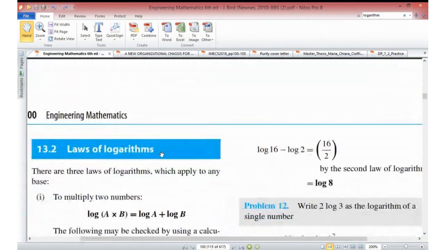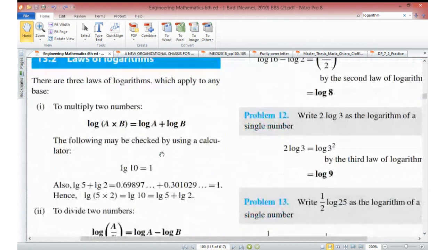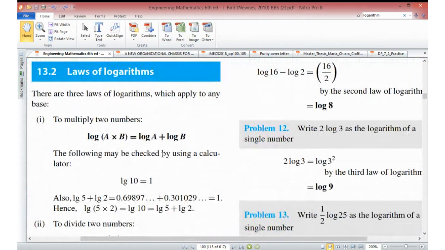So let's look at laws of logarithms. They are all derived from the concept of indices. Multiplication changes to addition, division changes to subtraction, and a log of a number expressed in the form of a power, how we handle the power, and so on and so forth. So law 1 is multiplication of two numbers expressed in form of logs.